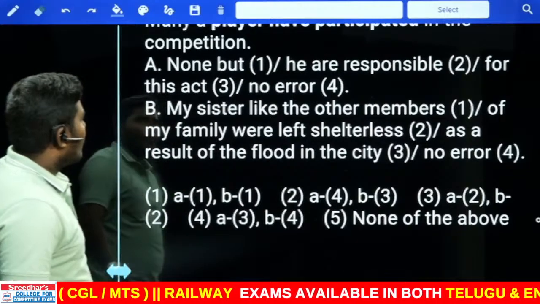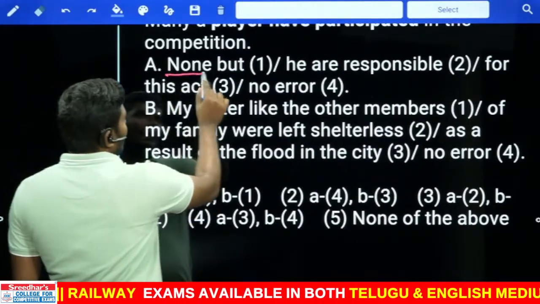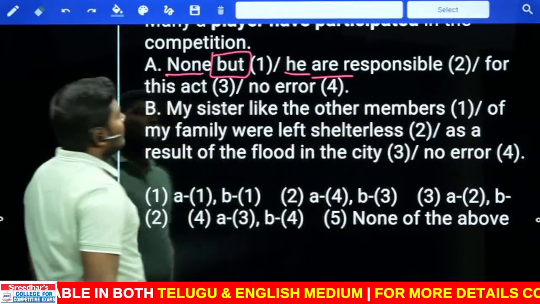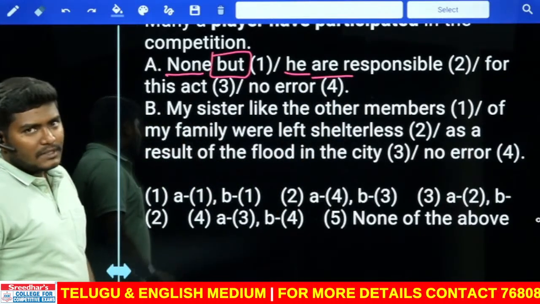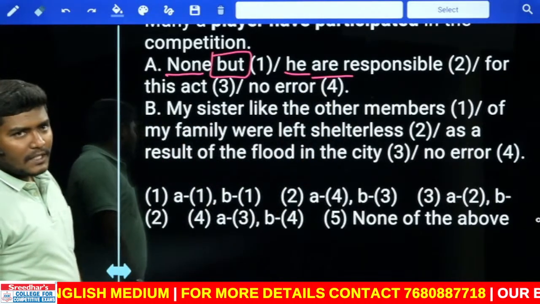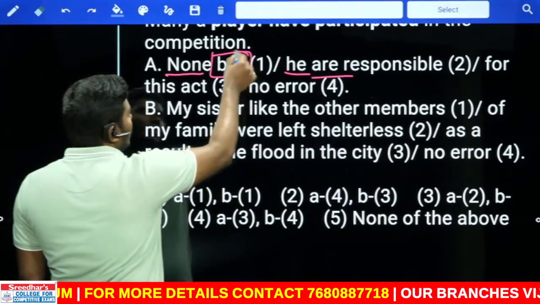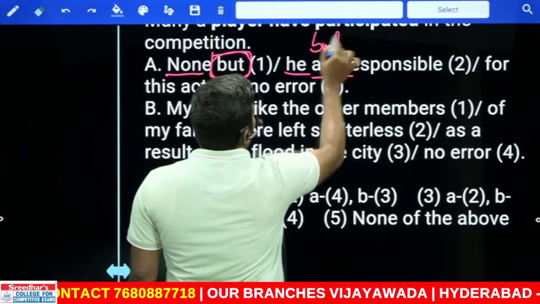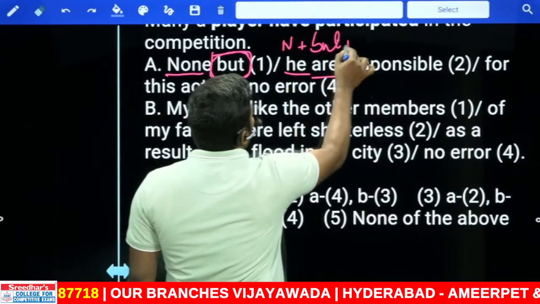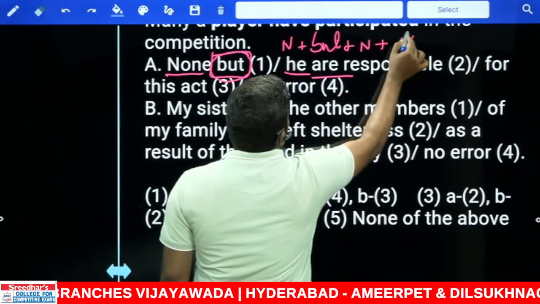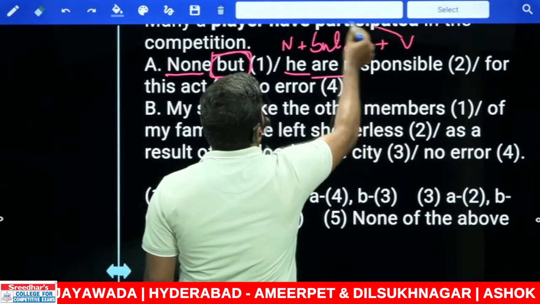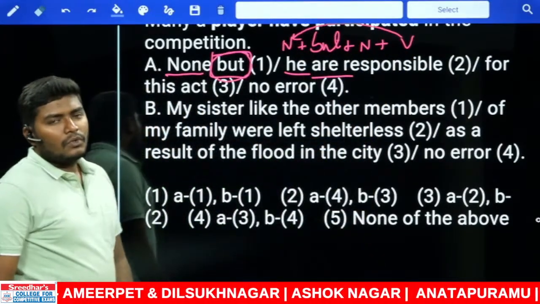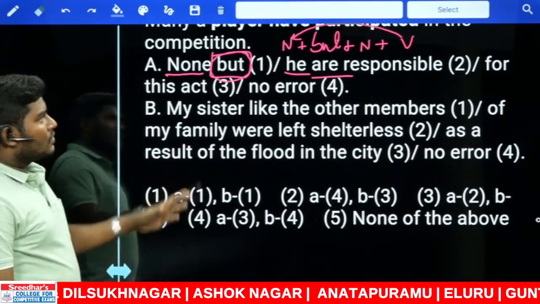Statement number A. What is this? None but he are responsible for this act is a statement. Can you find out what is the mistake there? There is an important word. What is the word we have? But. When we are using the word but, if it is used with the two nouns or pronouns, remember the verb should agree only with the first one. The verb should only agree with the first one. This is one case.